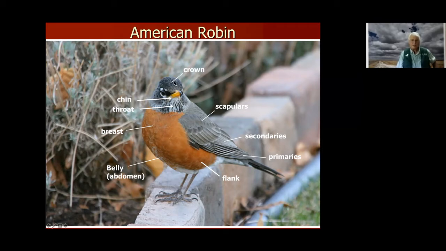The top of the head is called the crown. Every bird has a chin and a throat, just like you and I do. There's a breast, there's a belly or abdomen, there's a side, and the side of the bird that's above the legs is referred to as the flanks. And then in the wings, the primaries are the ones that are out farther. They're on the hand of the bird. Secondaries are in here. And then these are the feathers that sort of cover the base of the wing. They're called the scapulars. And again, you'll hear me use these terms as we go along.